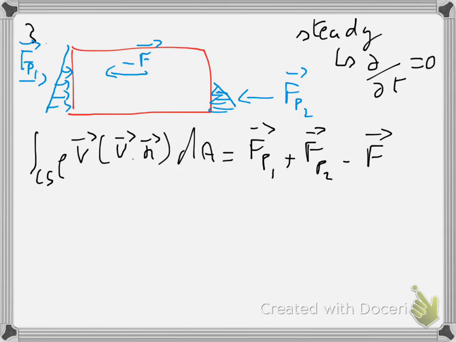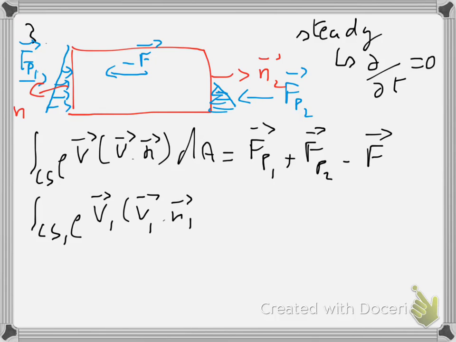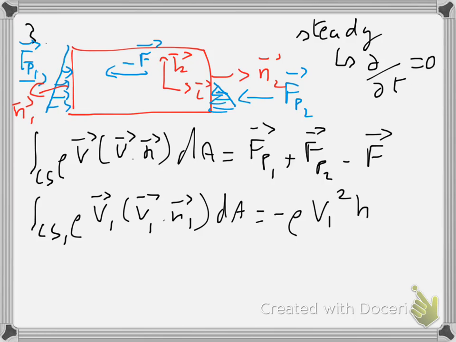Now let's break down the integral. First, let's calculate CS1, which is rho V1 dot N1. Oops, forgot to define my normals in here. So this is N2, this is N1, and we're going to decide that we're looking at the frame of reference I, K, like this. So going back to my integral, the velocity and the normal are of opposite direction, so the scalar product is negative. So I have minus rho V1 square H1.